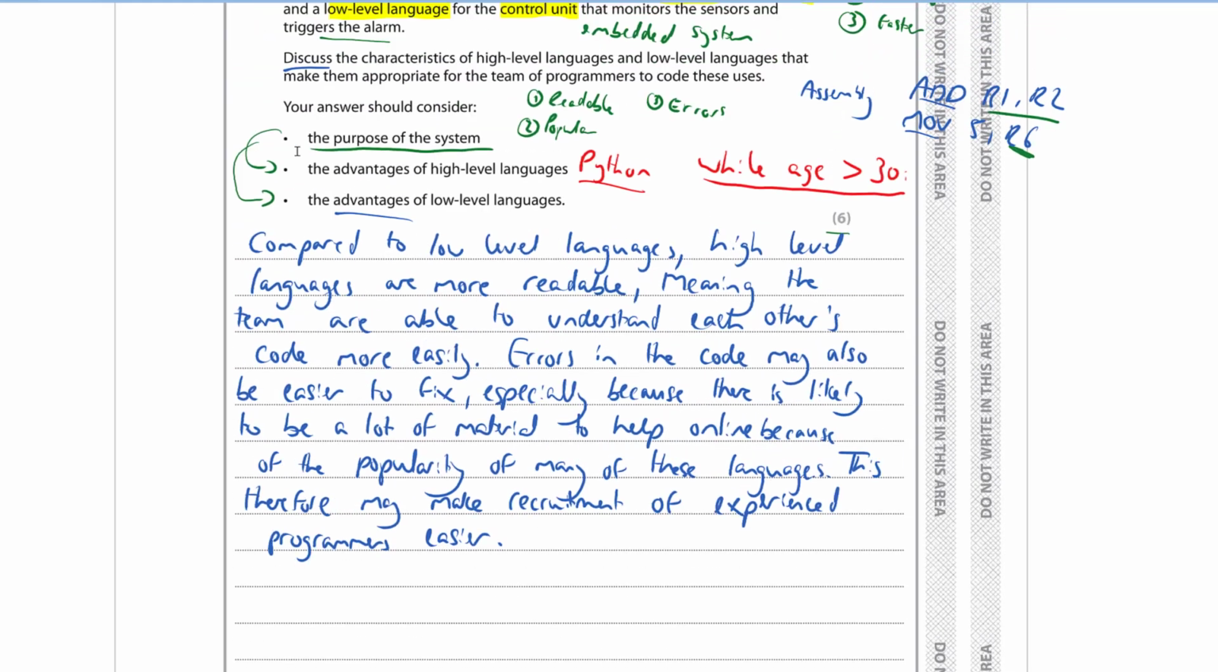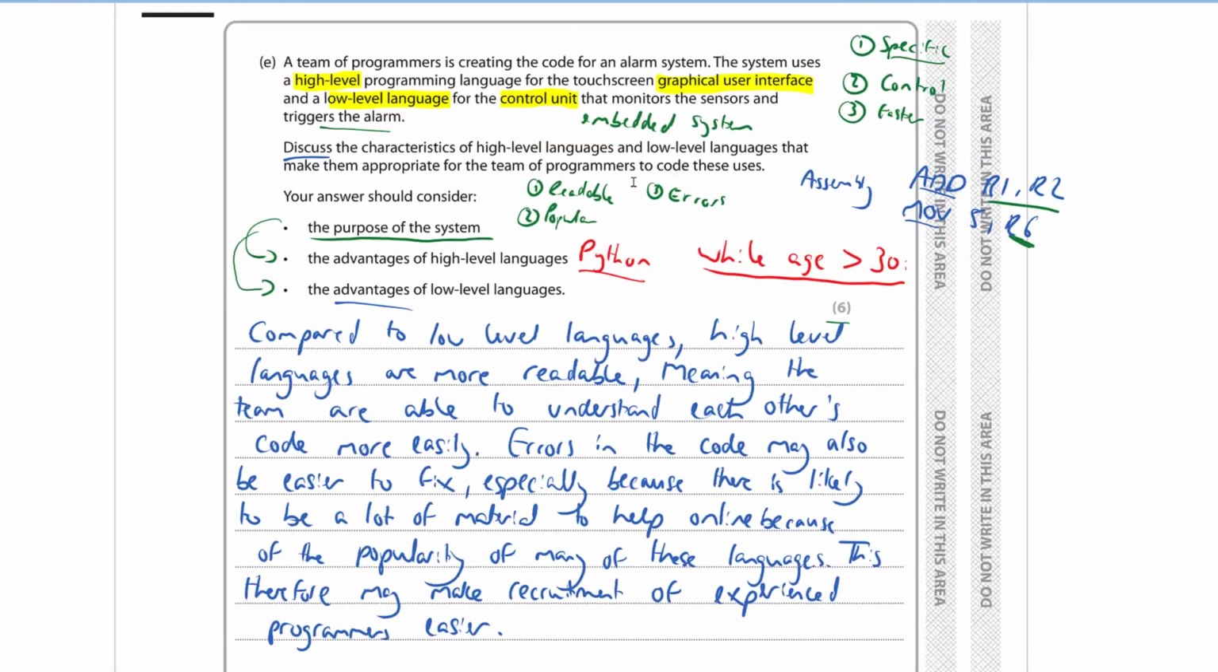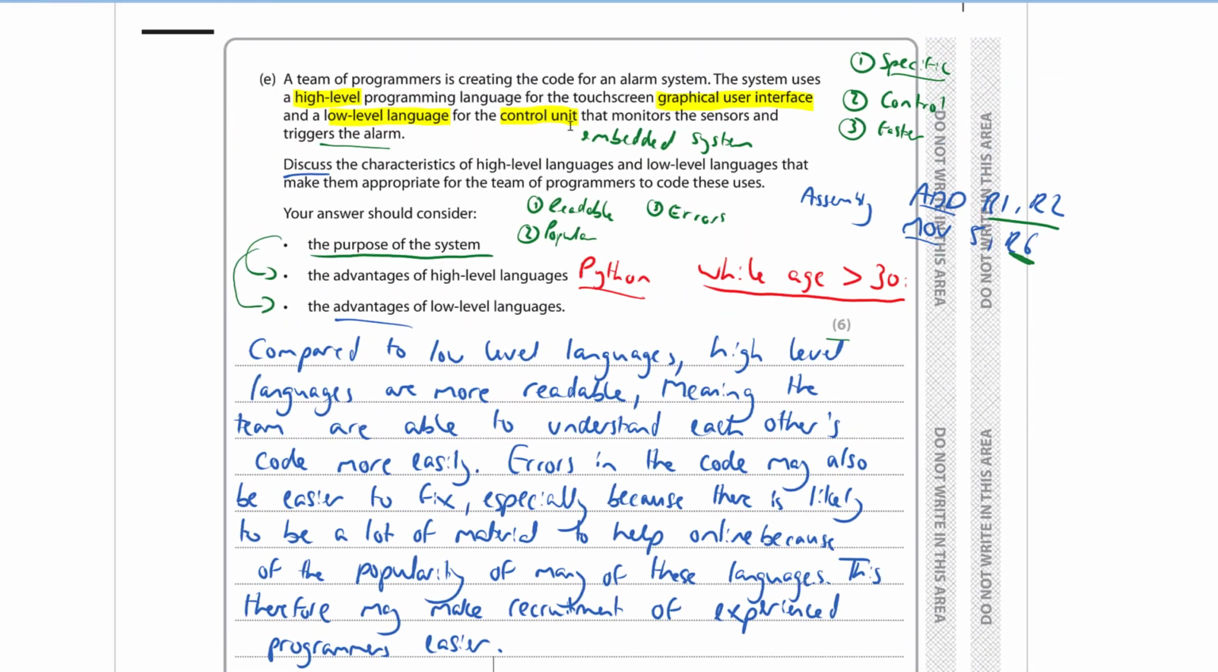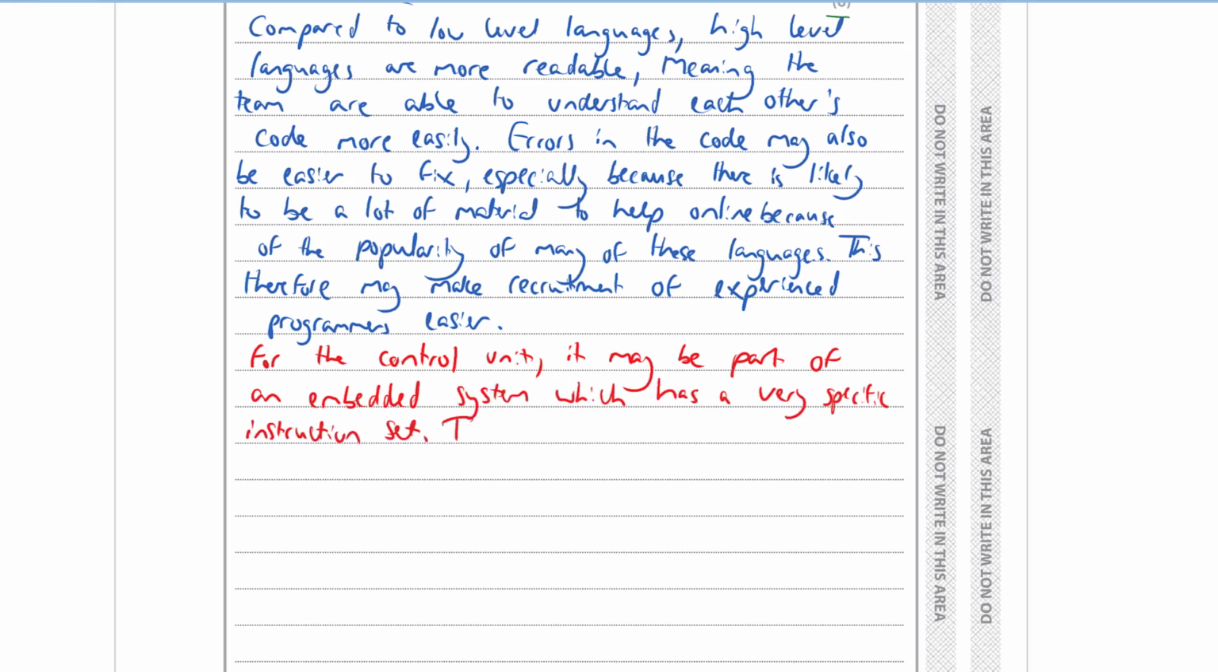So what did I say in my plan? I said specific. So let's say the control unit might be part of an embedded system which has a very specific instruction set. Link this to a scenario and say something along the lines of, the control unit may be part of an embedded system which has a very specific instruction set. An instruction set is the kind of set of machine code commands, and so therefore this could mean there is not a high level language or a translator which can work with it.